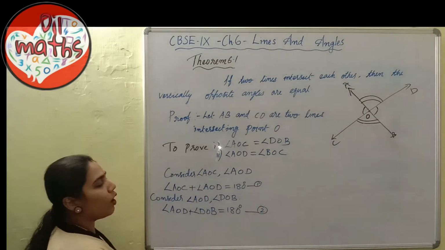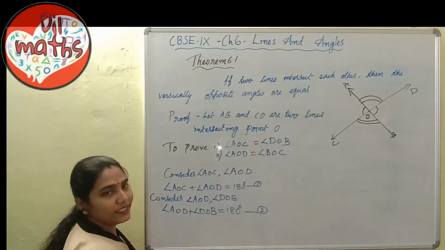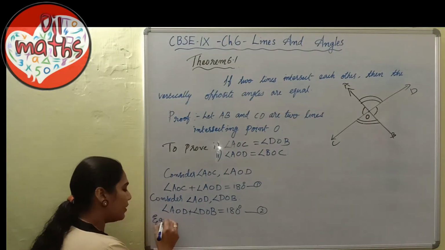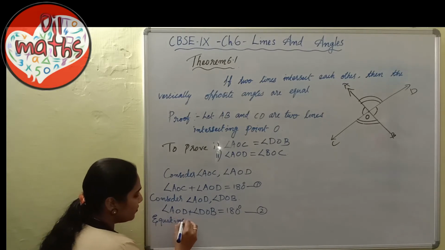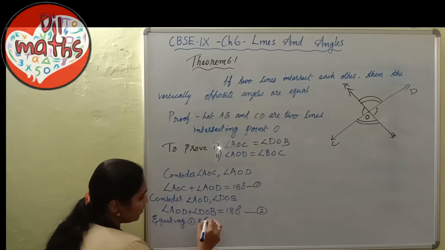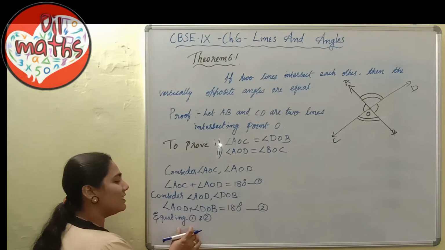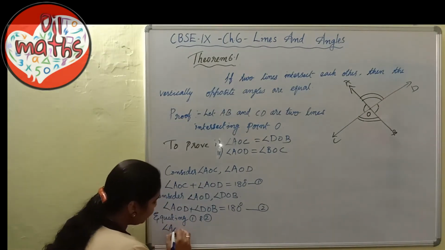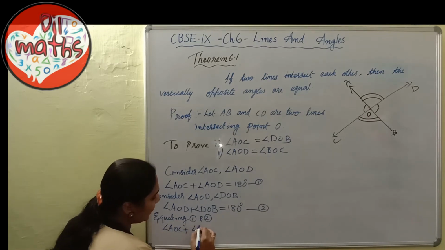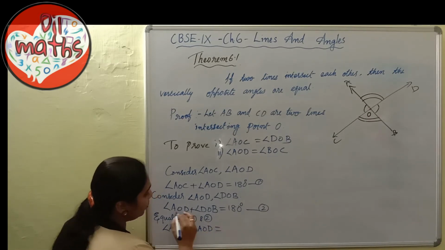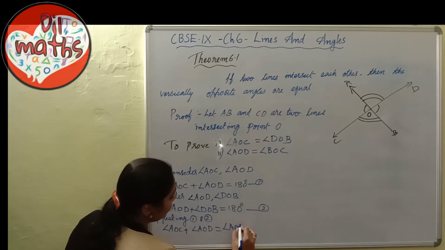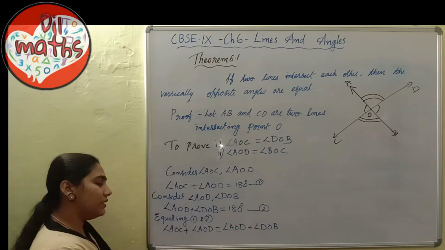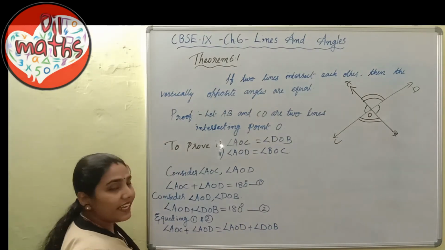From first and second, what you can see, RHS is equal to 180 degrees. So we can equate 1 and 2. After equating, what will you get? Angle AOC plus angle AOD is equal to angle AOD plus angle DOB. And here in LHS and RHS, AOD is common.